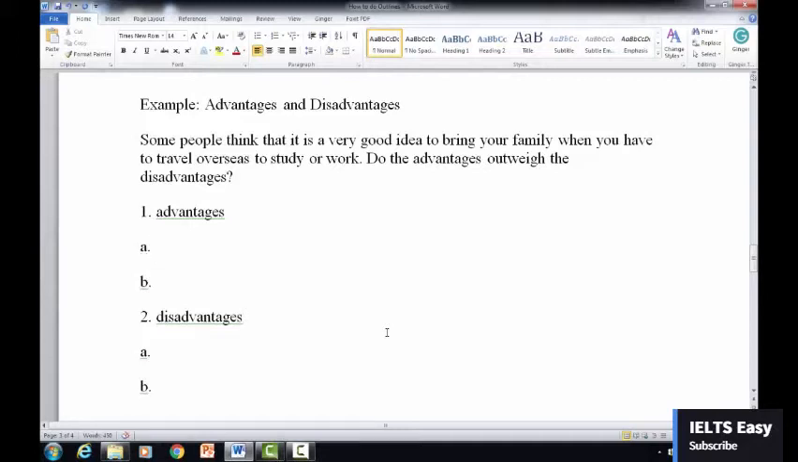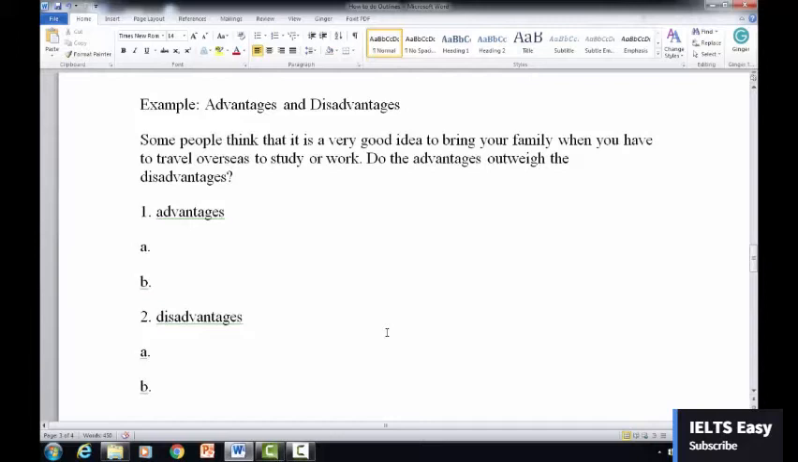All right, so think about it. What might be some advantages to bringing your family with you when you travel overseas? What might be some advantages that you might have? Yeah, if you want to, what you can actually do is stop the lecture right now, stop the recording, and try to do your own outline, and then you can look at mine if you want to.